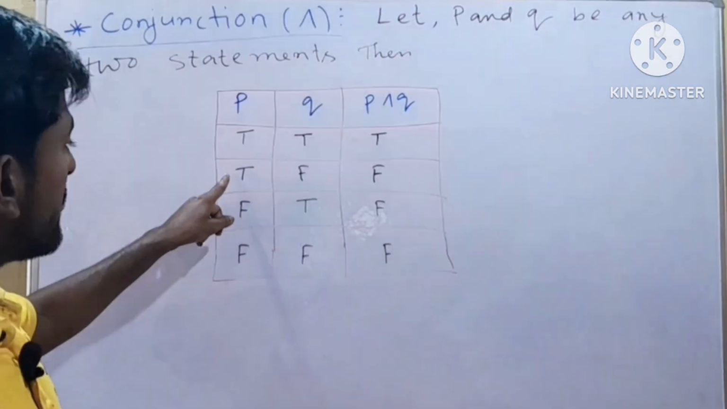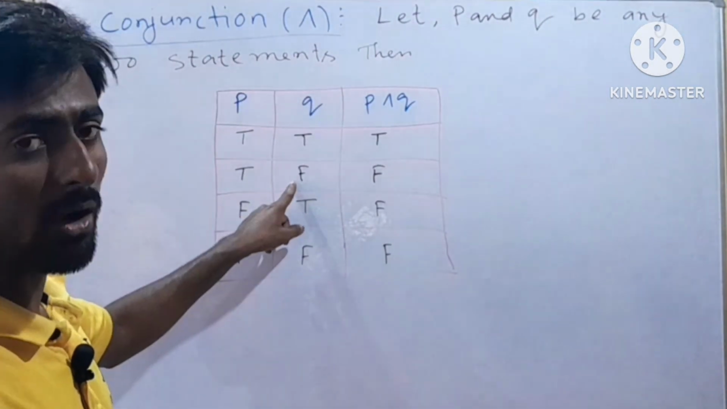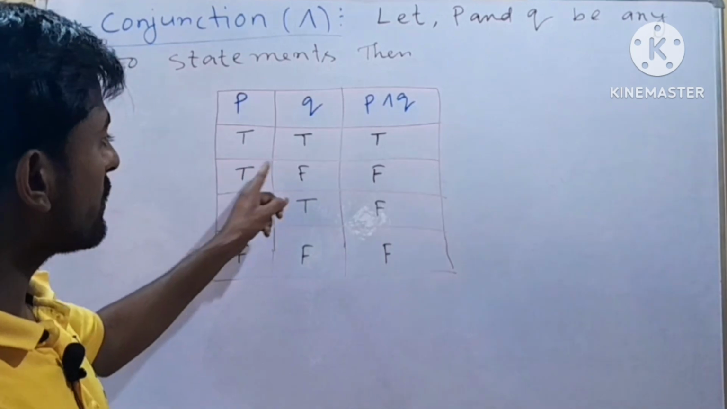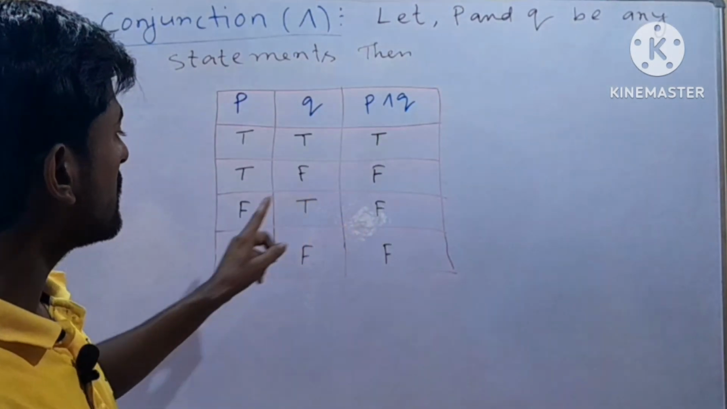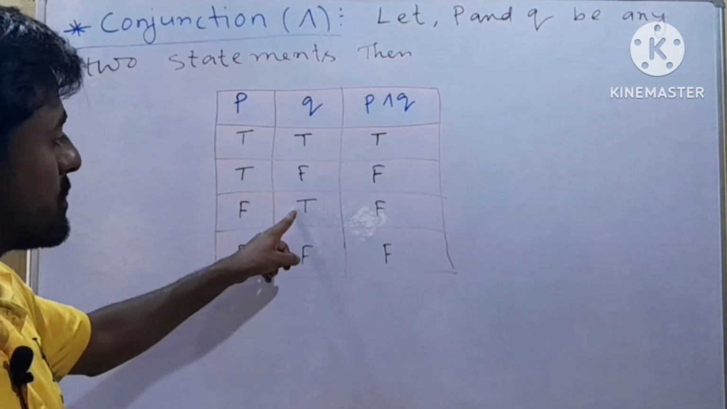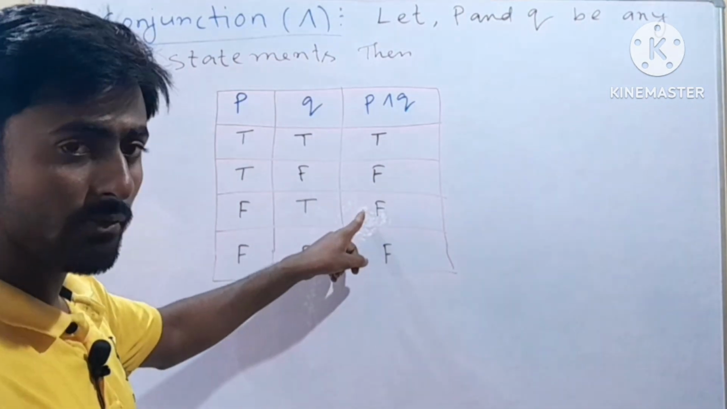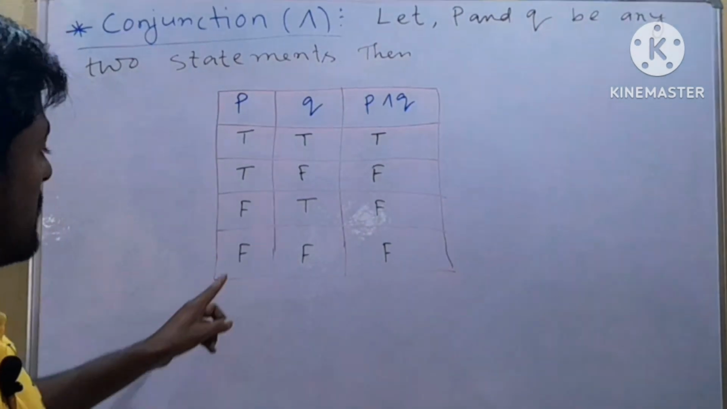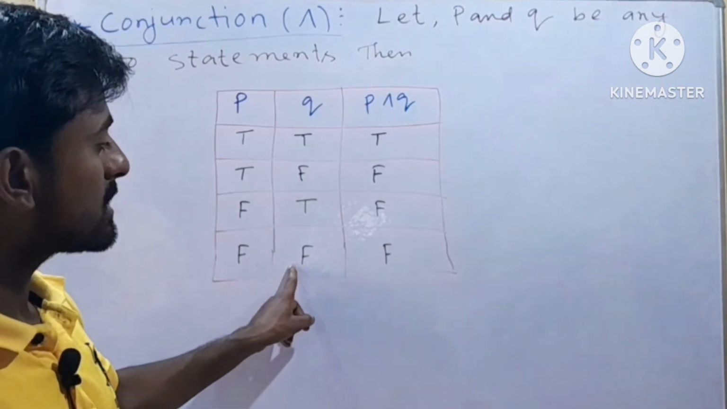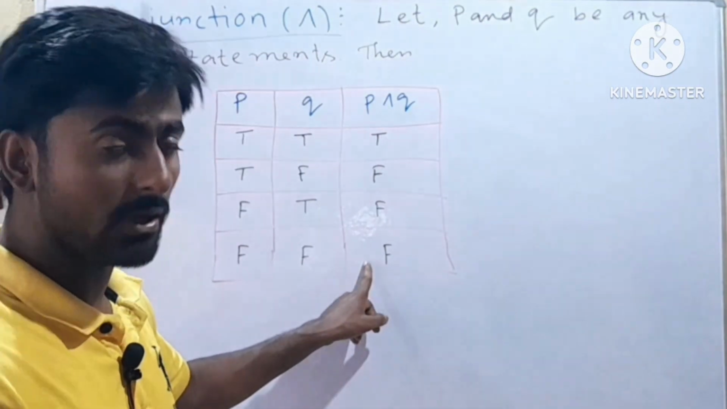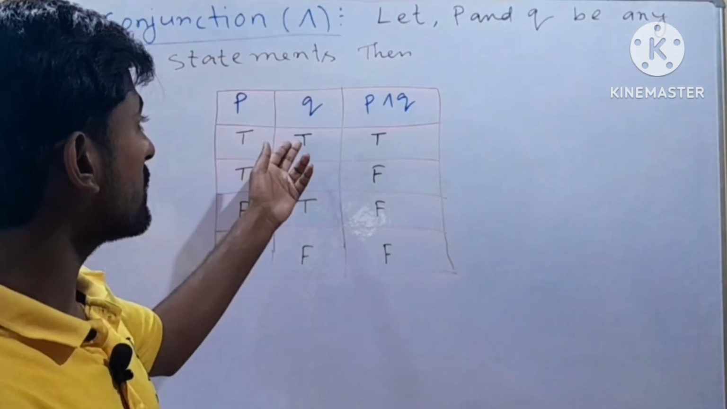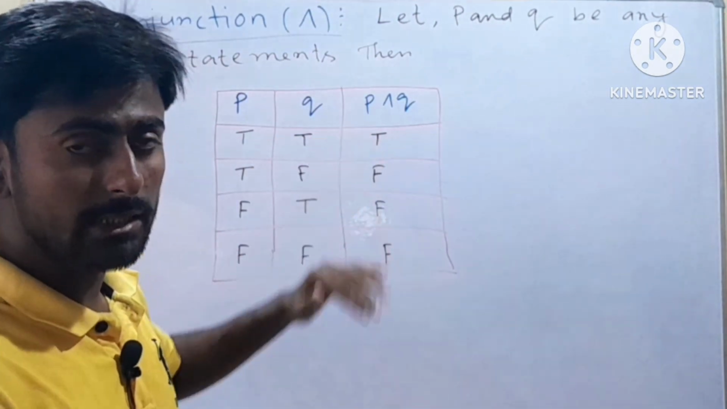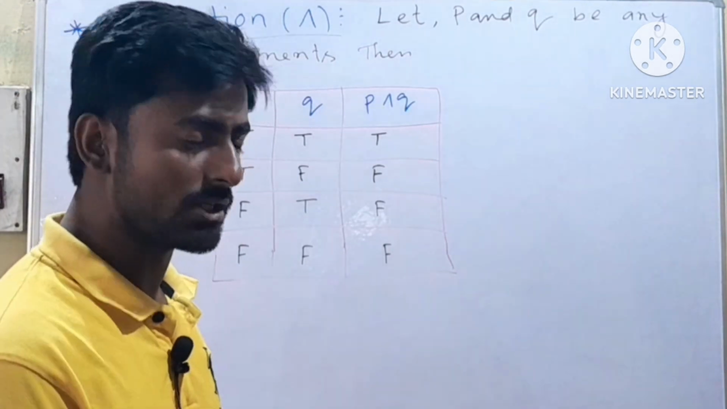Then P is true and Q is false. Conjunction will be false. Next, P is false, Q is true. Conjunction will be false. Next, P is false, Q is false. Conjunction will also be false. That is, conjunction is true only when both statements are true. Other than that, conjunction will be false.